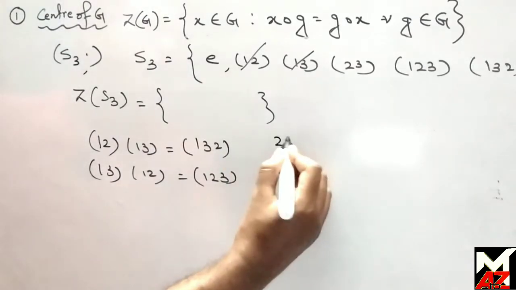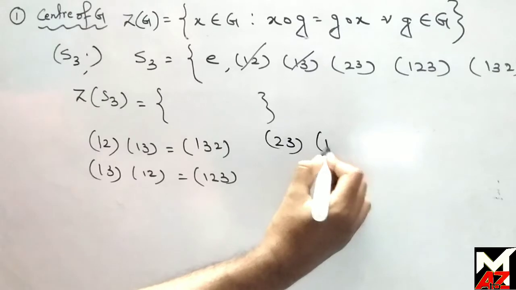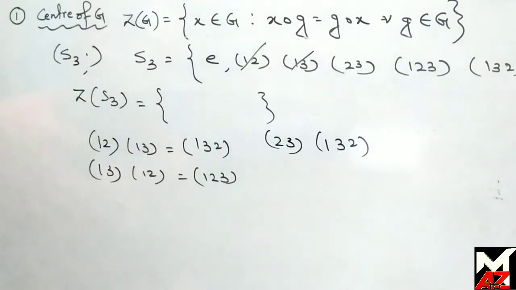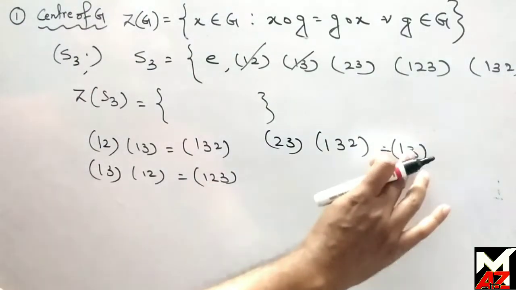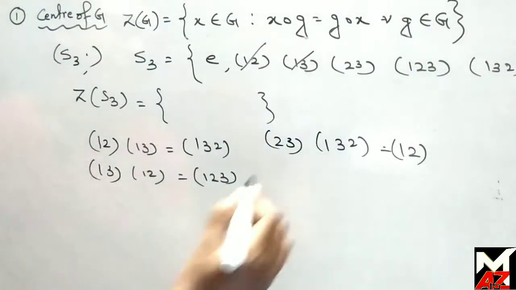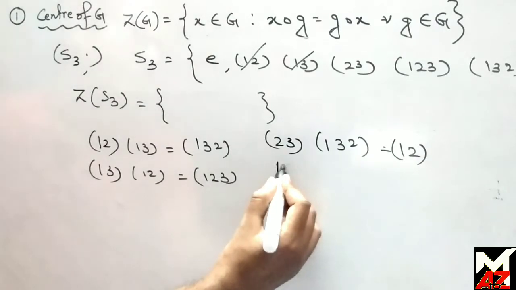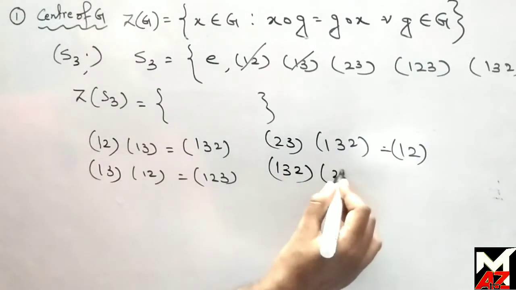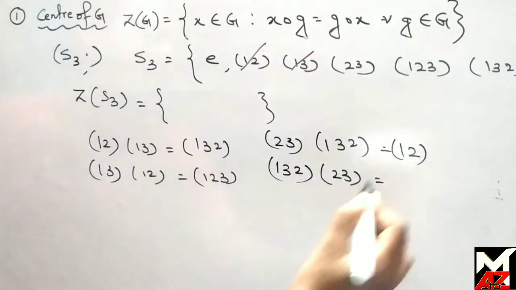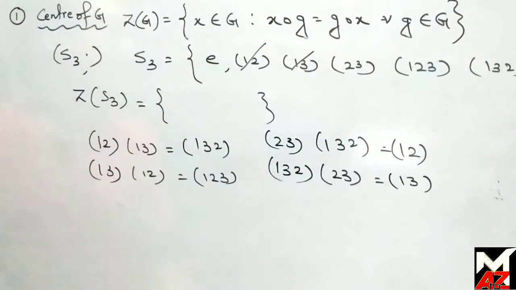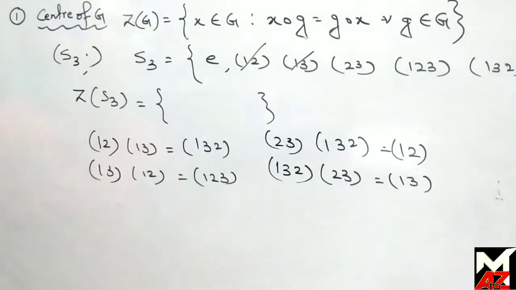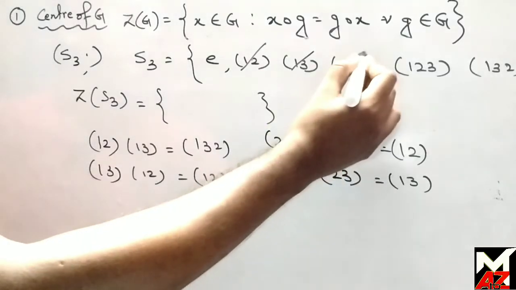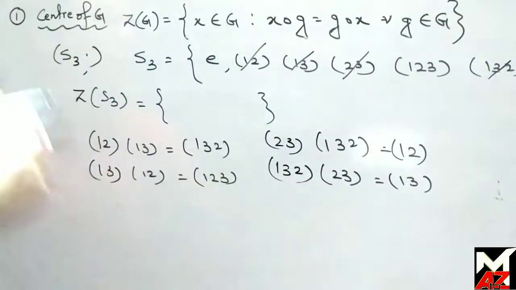Now (23) into (132) is equal to, sorry, this is (12). And if we calculate (132) into (23), then we get (13). So it is clear that (23) and (132) also do not commute. So these elements are also deleted from this set.